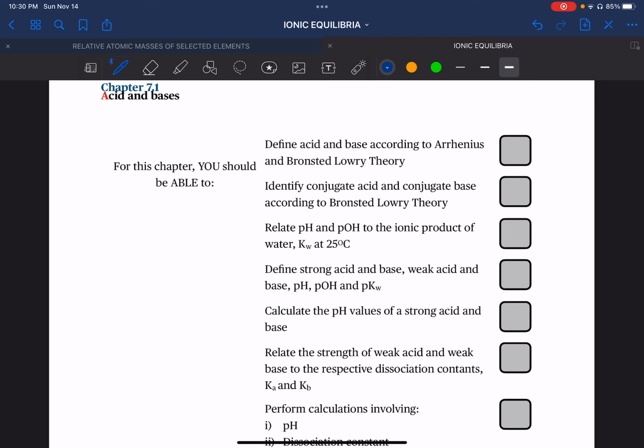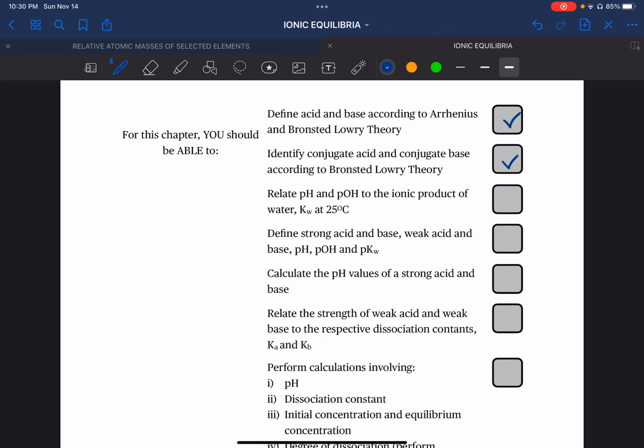So for today's lesson, we are going to define what is acid and base according to Arrhenius and also Bronsted-Lowry theory. So kita akan tengok how to identify conjugate acid and conjugate base according to Bronsted-Lowry theory. Lepas tu kita akan tengok what is the relationship between pH and pOH. pH maybe awak pernah dengar sebelum ni. Okay, pOH mungkin tak pernah dengar.